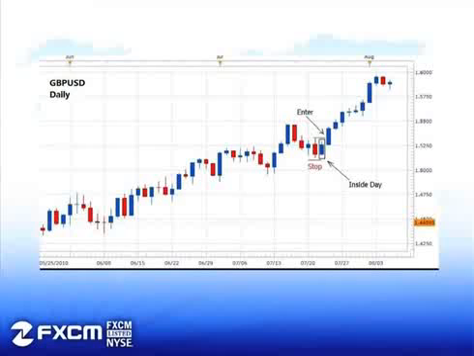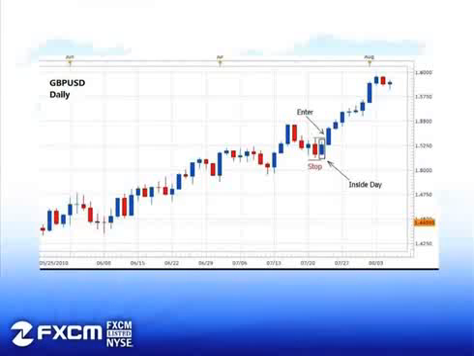So at this point, we'd be entered into the trade, and we'd place our stop below that wick. And you can see this worked out quite handsomely. That's going to happen sometimes. That's not going to happen sometimes. But this is the setup that you're looking for.